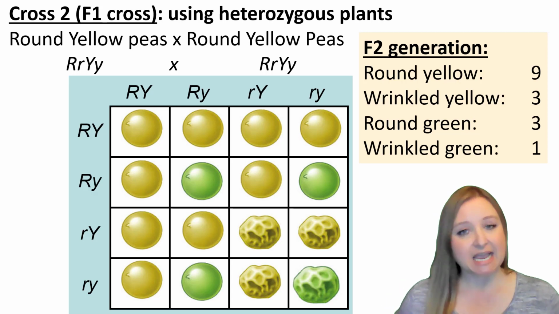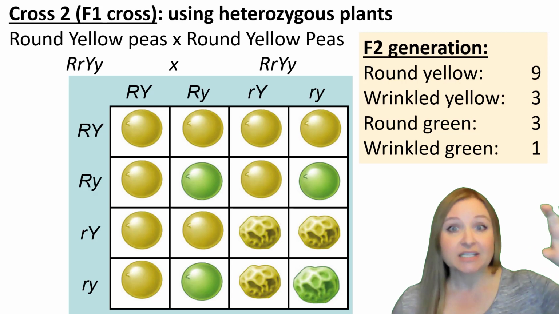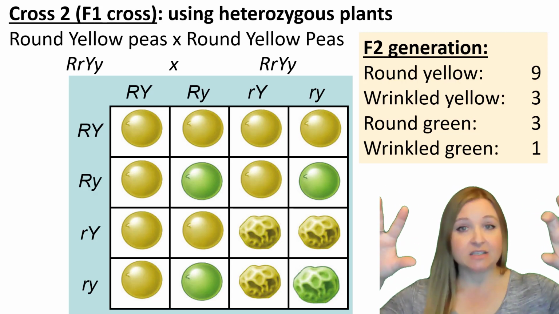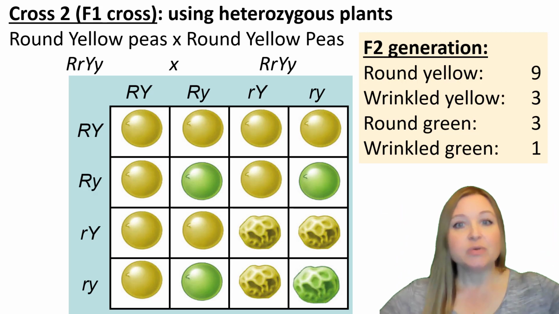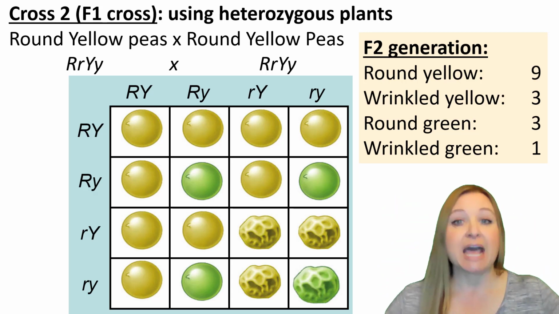So when you're doing a dihybrid cross and your pea generation has a homozygous dominant individual with both genes and a heterozygous individual for both genes, when those are crossed together, the F1 generation is all going to have the dominant phenotype for both genes.